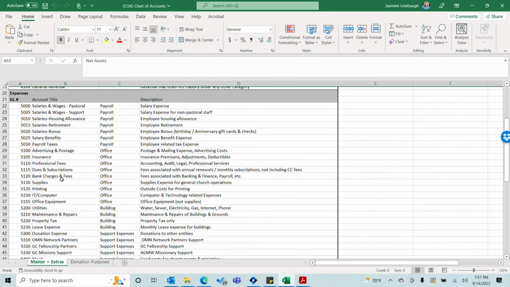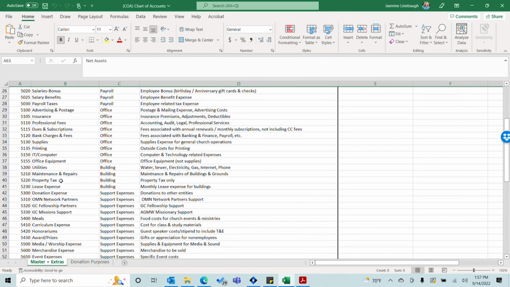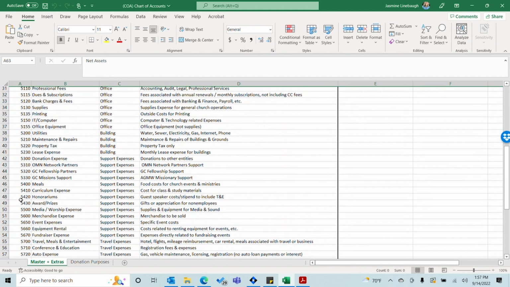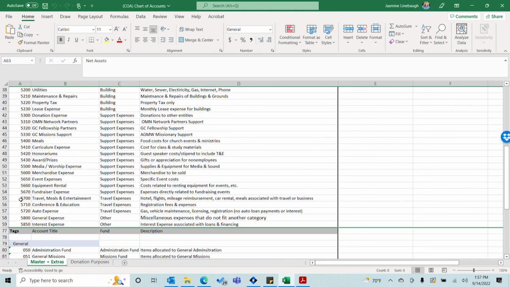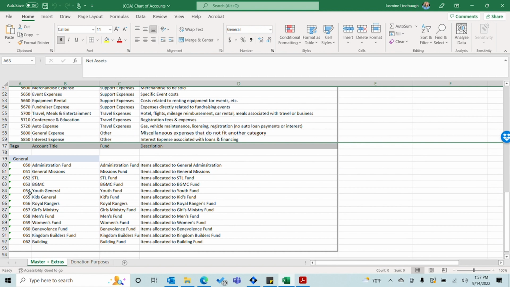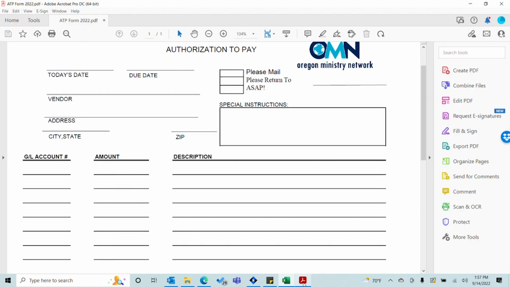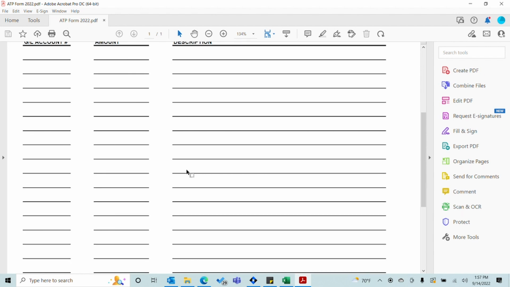I would go under expenses and look for the number for honorarium, which is 5420, and then the department is coming from Youth General. Going back to the ATP form, I would write 5420-054 right here, the amount of the check, $500, and the description, honorarium for Youth Camp Guest Speaker.